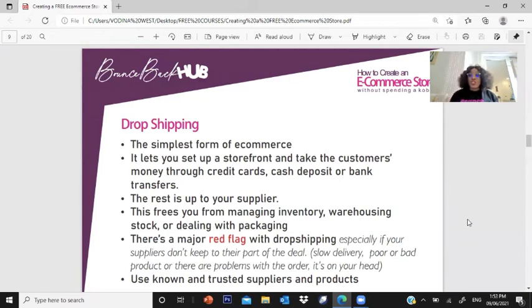There's a major red flag with drop shipping, especially if your supplier does not keep to their part of the deal. How can your supplier mess up? Slow delivery, their product is poor or bad, or there are problems with the order. It is going to be all on your head. You are the one the customer knows, not the supplier, not the delivery, not the product owner. So the review is on you. You're the one they trusted, and not the person that made the thing bad.